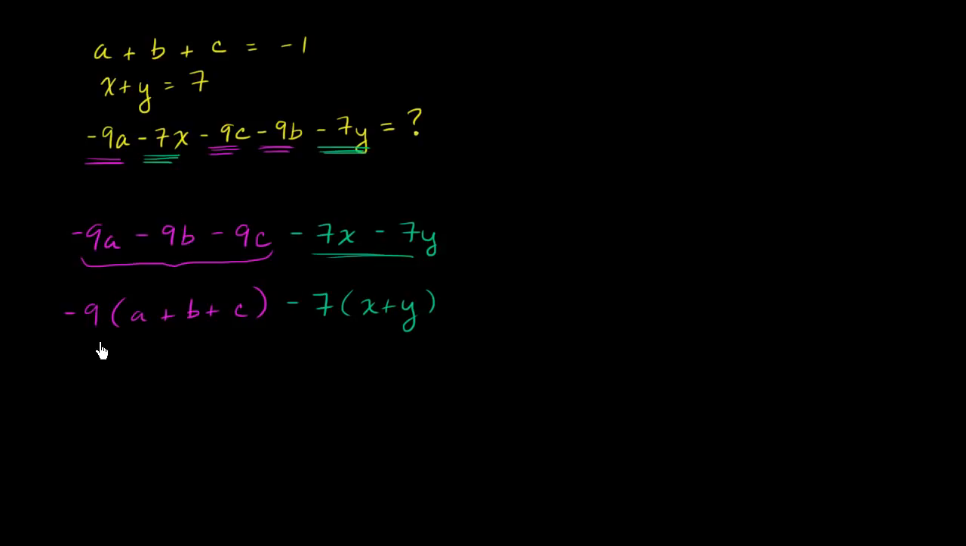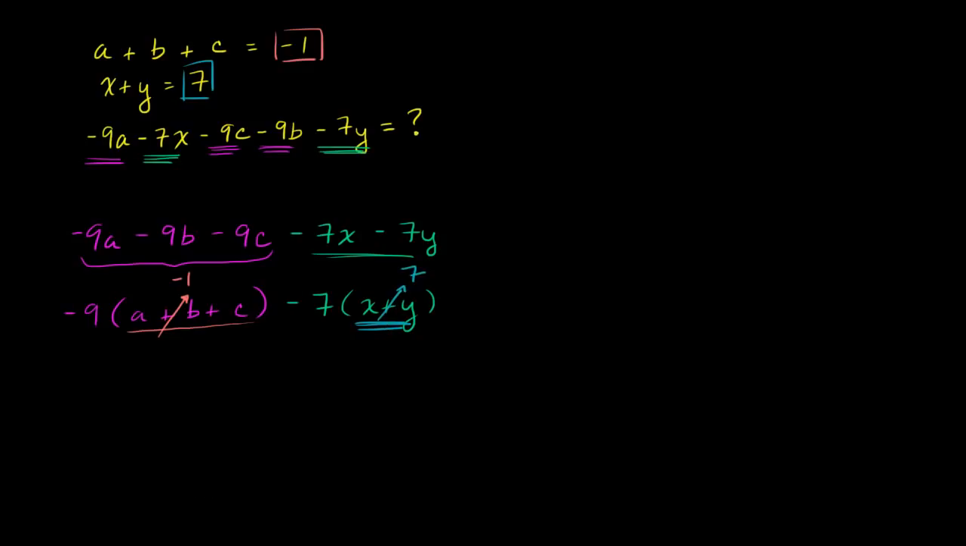What is a plus b plus c equal to? Well, they tell us right over here, a plus b plus c is equal to -1. So this whole expression in the parentheses is -1. And what is x plus y equal to? Well, they tell us right over here. x plus y is equal to 7.